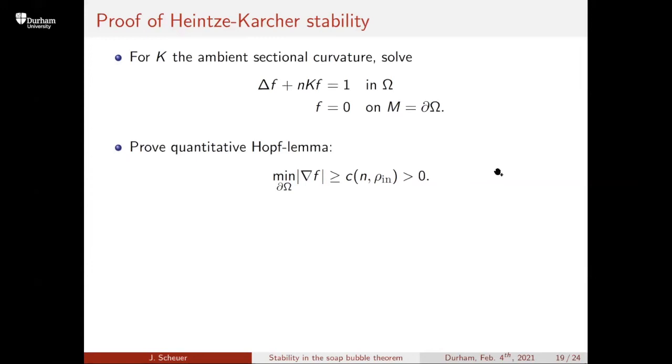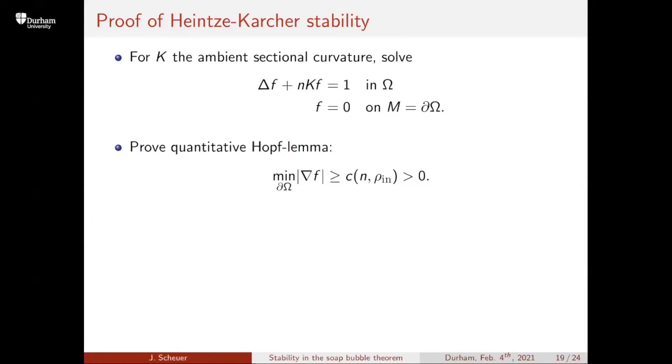Because recall, in the original theorem, we had this gradient assumption where the constant depended on the lower bound on the gradient. So in this situation, from Hopf's boundary point lemma, we know that the gradient must not be zero, but we need an explicit estimate. And this is a lemma that I prove in the paper, where you can make Hopf's boundary point lemma quantitative in this situation and get such an estimate in terms of the inner radius. This is just a maximum principle kind of thing.